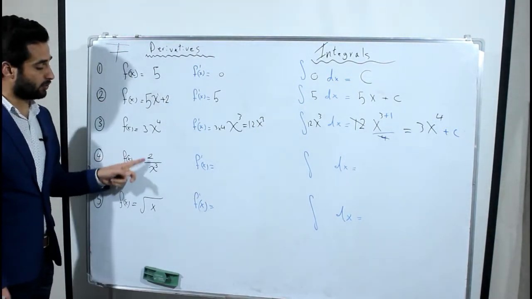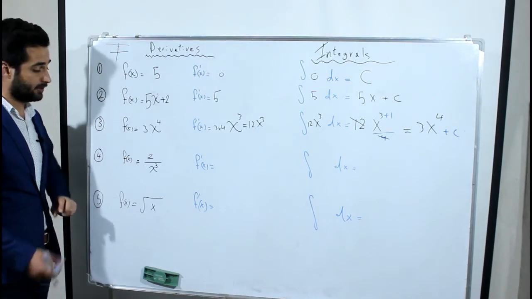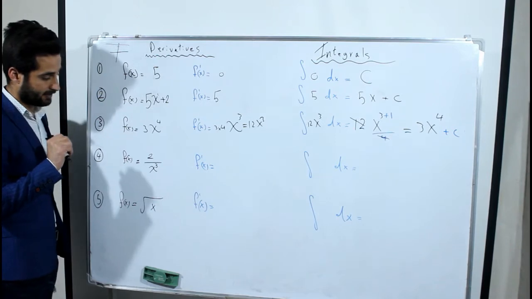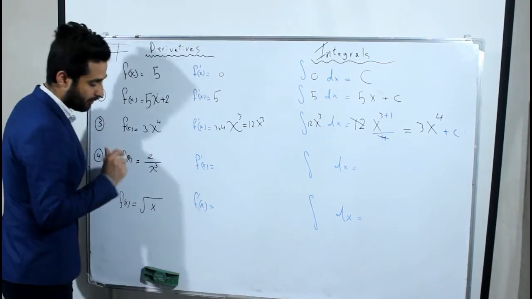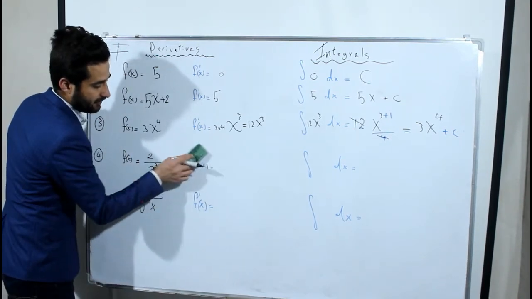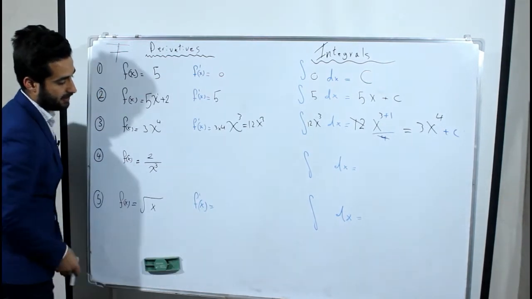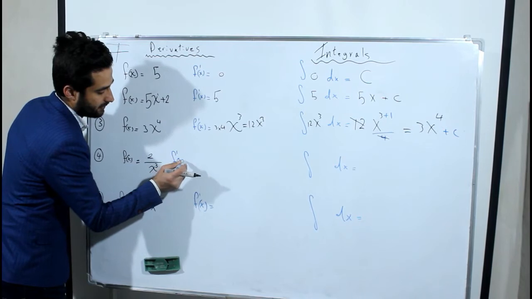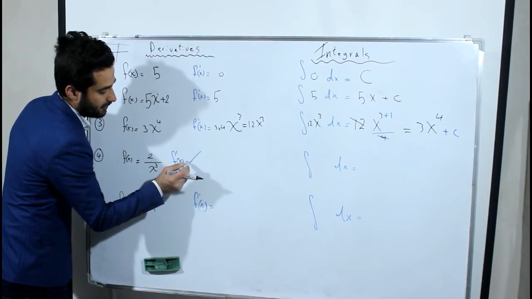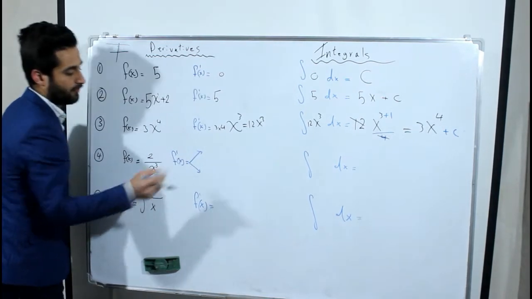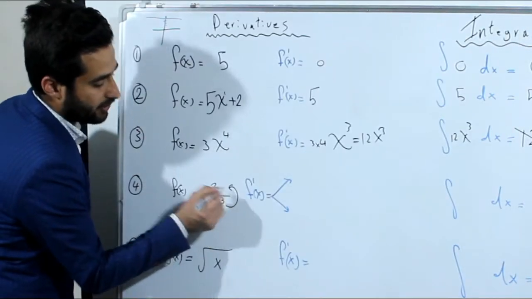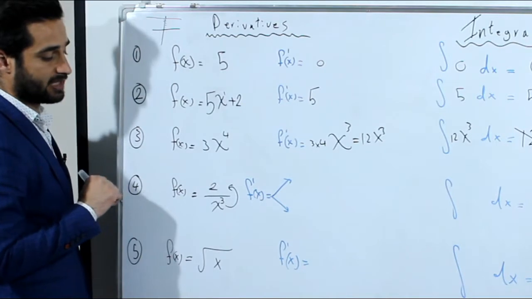Let's go to number 4. F of x is equal to 2 over x power 3. Okay, we have two ways, guys. Two ways. One of them, let me clean this and bring it here. Derivative of x is equal to, there are two ways, both of them are true. You can take x to the power of 3 upward. You have to learn this. This is a very academic way.